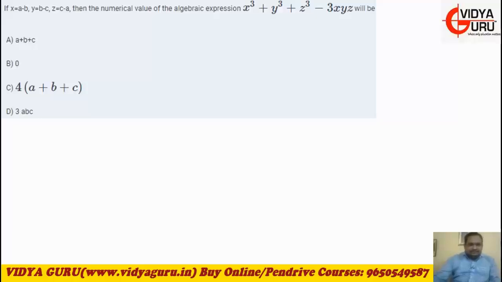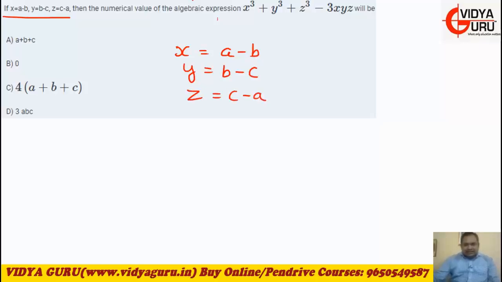Let's see this one. So it is given that, look, this is what is given. x is equal to a minus b, y is equal to b minus c, z is equal to c minus a, and this is what you have to find.